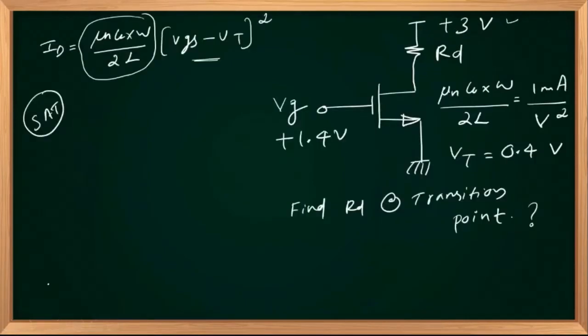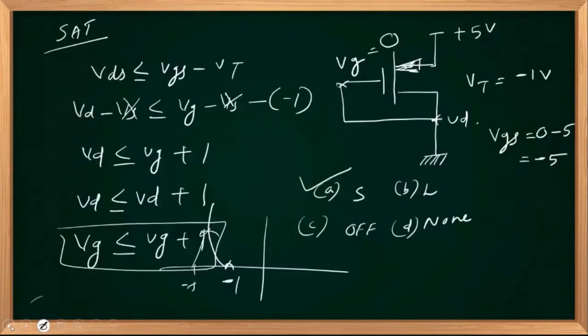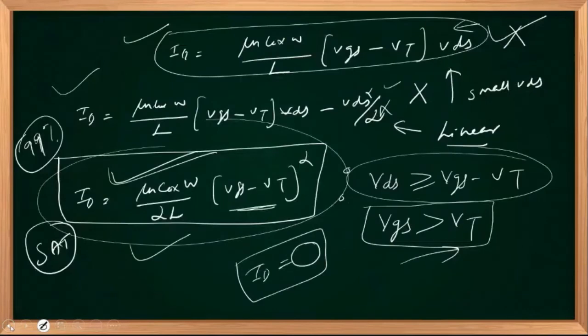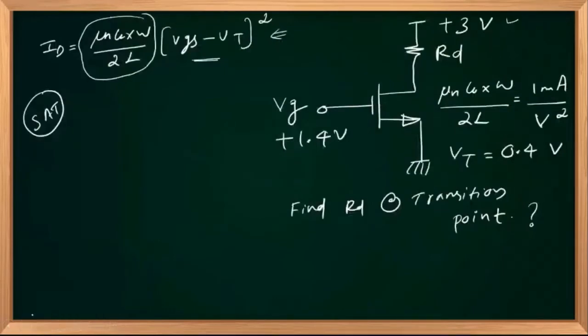And we are dealing with only the saturation equation because that is quite simple compared to your linear mode equation. Why? Because in your linear mode equation, you will have a square term and another term. The saturation mode equation is quite simple, only a square term VGS minus VT, that will be constant most of the time.